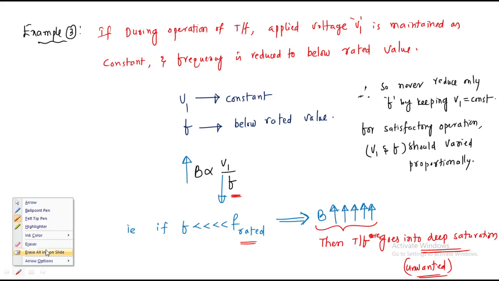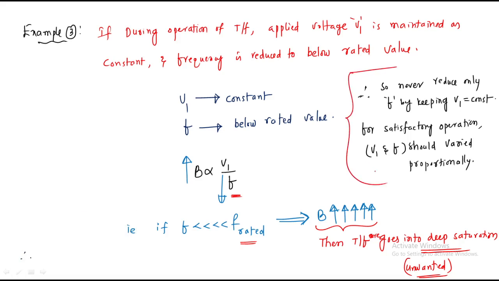This is a very important point. Never reduce only the frequency by keeping V1 constant. For satisfactory operation, V1 and frequency should be varied proportionately. If we are not varying the supply voltage, obviously we are going to get a deeply saturated core. This is about the important observations regarding the EMF equation and the magnitude of EMF. Thank you.